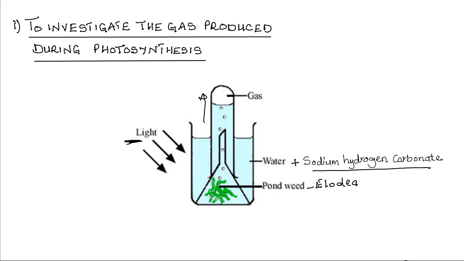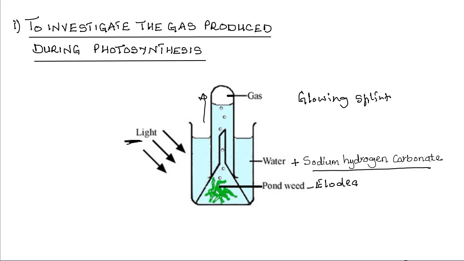Then we test the gas using a glowing splint, and if the gas is oxygen, then the glowing splint will relight or will glow brighter. So from there, we will conclude that the gas produced during this experiment is oxygen.